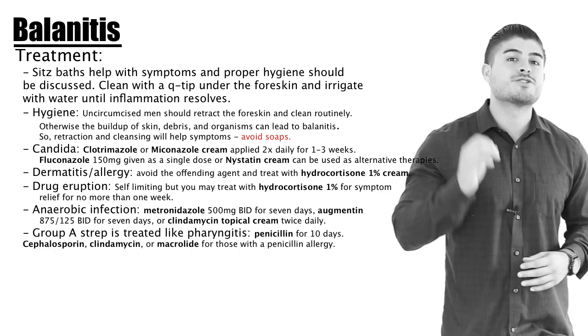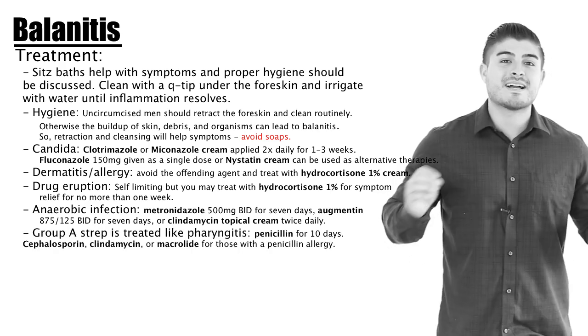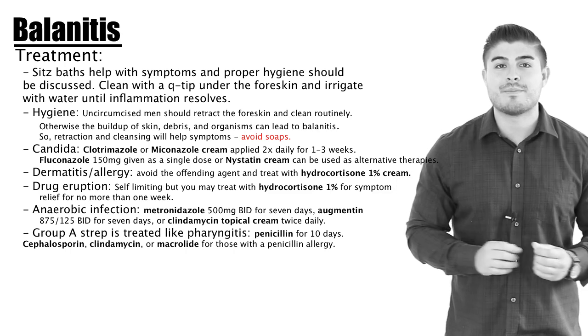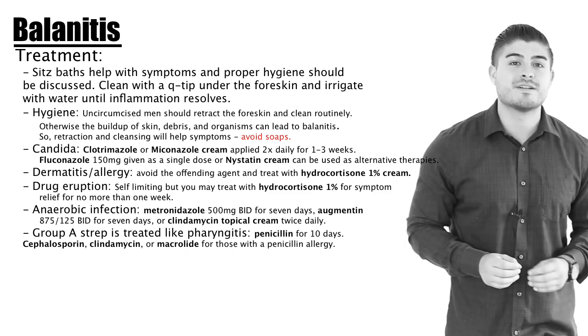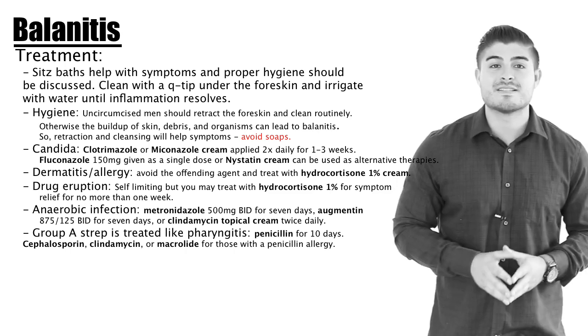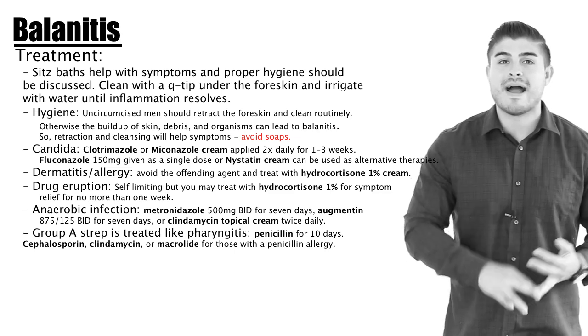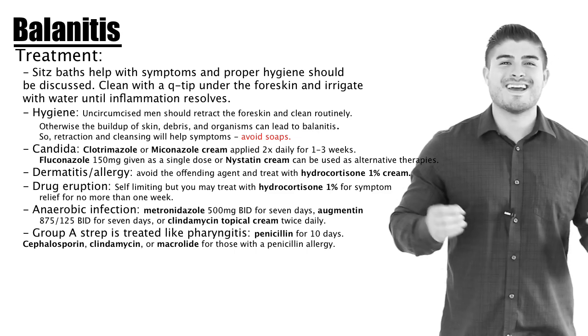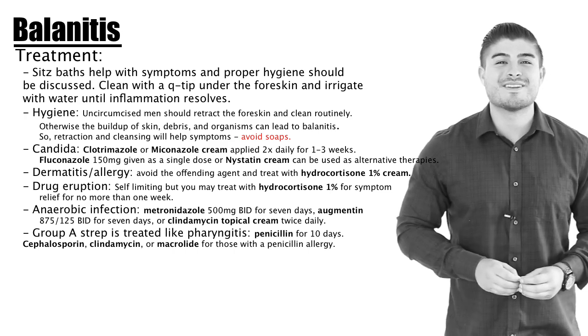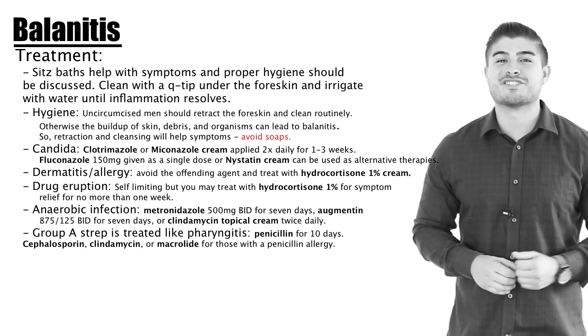If we're thinking group A strep, then this is going to be treated exactly like we would treat any other type of group A strep infection. We're going to choose penicillin. We're going to do this for 10 days. If we have a penicillin allergy, then we can substitute with cephalosporin, macrolide, or clindamycin. Again, this is going to be treated no differently than any other type of group A strep infection.